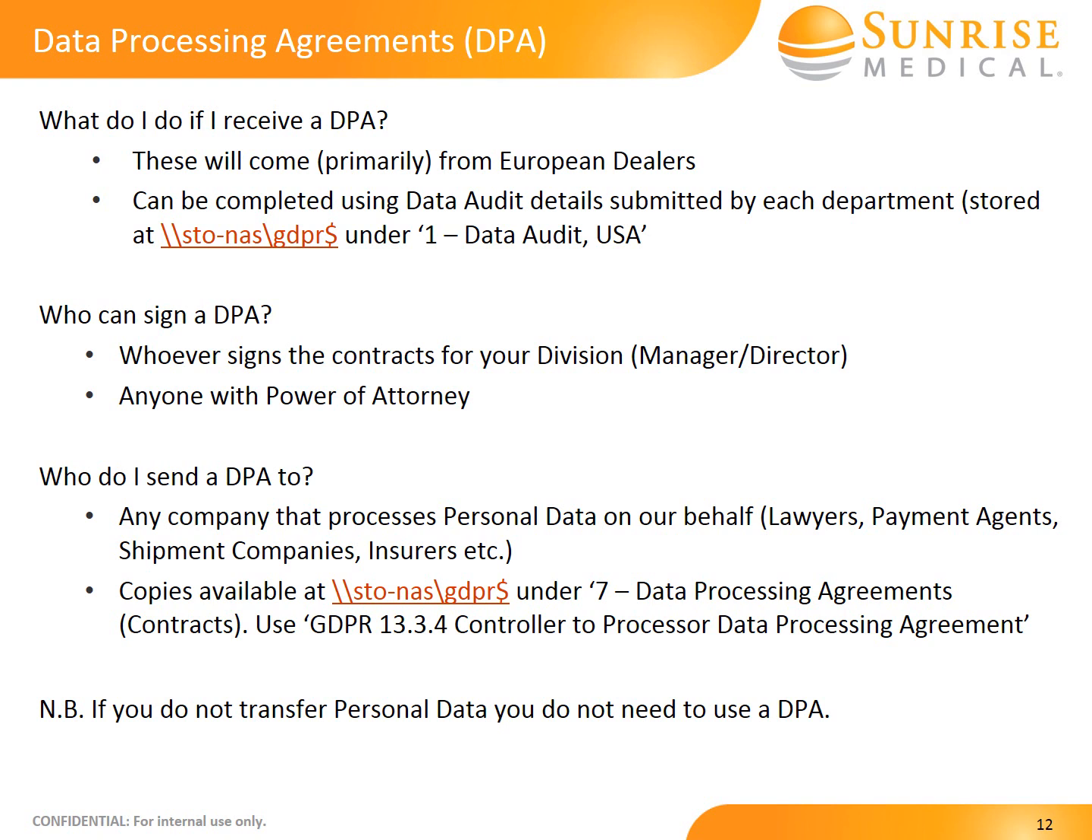our behalf. So in this case, we would be what's known as a data controller, and the company we're sending the data to would be the data processor. So for example, lawyers, payment agents, shipping company, insurers, this kind of thing. Okay, there's copies of the DPA on that share, so what's known as GDPR dollar, and you can find them under item 7. Again, if there's any doubt, get in touch.